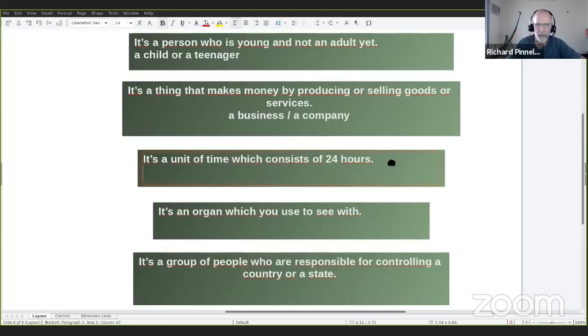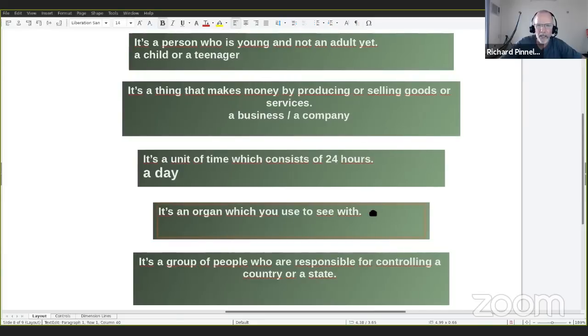Good. A day. It's an organ which you use to see with. What do you use to see with? Remember, these are all relative clauses. Which you use to see with. So one thing with these is these can be used to actually, that's not a good color there, I don't think. If you're speaking English, yeah, it's an eye, very good.